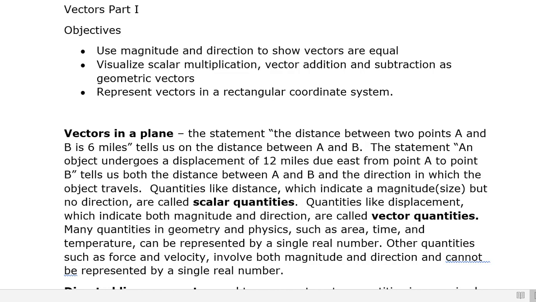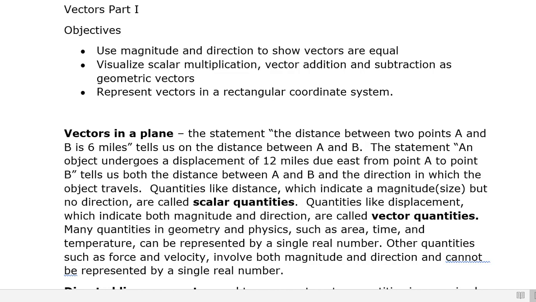So this particular statement, the distance is just what we call a magnitude. There is no direction indicated in this statement. When we look at the next statement, an object undergoes a displacement of 12 miles due east from a point A to point B. Now this statement gives us both the distance between A and B and the direction. So the first statement basically indicates what we call a magnitude, or what we call a scalar quantity. When we talk about displacement, we're talking about both magnitude and direction.